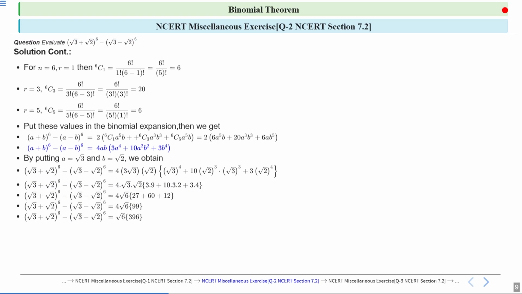Finally, multiplying the terms, we get (square root 3 plus root 2) whole to the power 6 minus (square root 3 minus square root 2) whole to the power 6. This is equal to square root of 6 times 396. Hence, (root 3 plus root 2) whole to the power 6 minus (root 3 minus root 2) whole to the power 6 is equal to 396 times root 6. So I hope this question is clear to all of you. Now let's move to the next question.